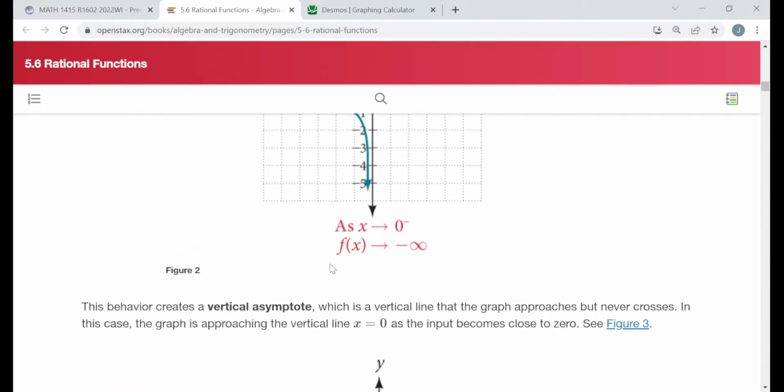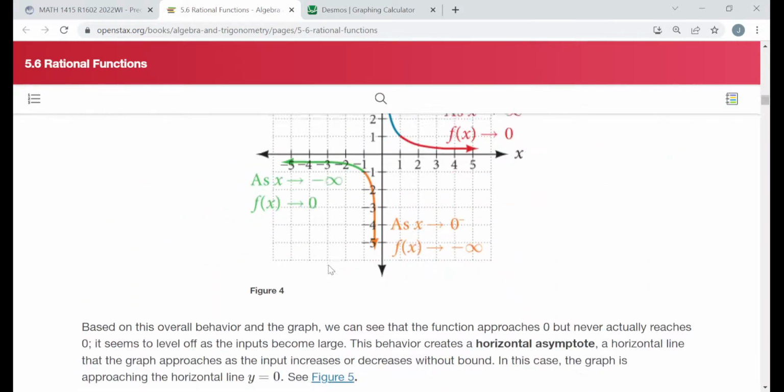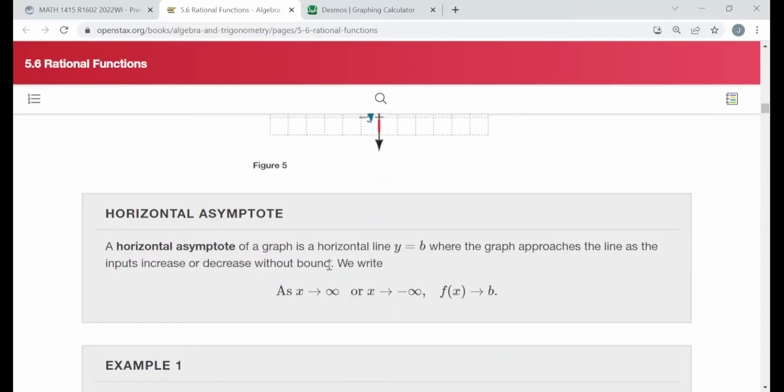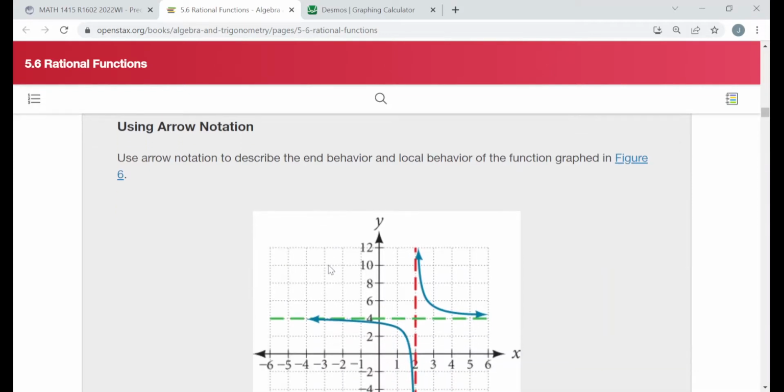So example 1, talking about vertical asymptotes, end behavior, lots of things to read, horizontal asymptotes. I'll probably bring those definitions up as we go through this first example. It says here, use arrow notation to describe the end behavior and local behavior of the function graphed here.